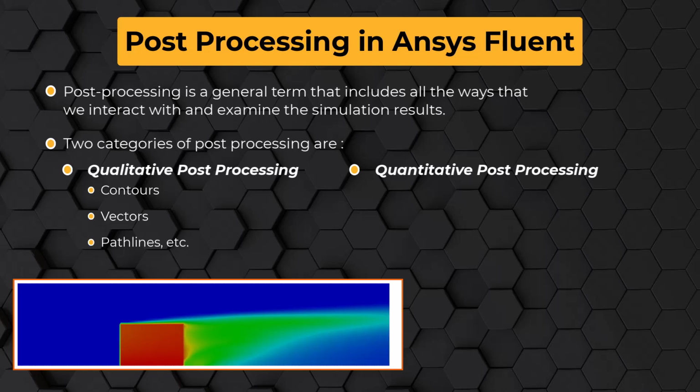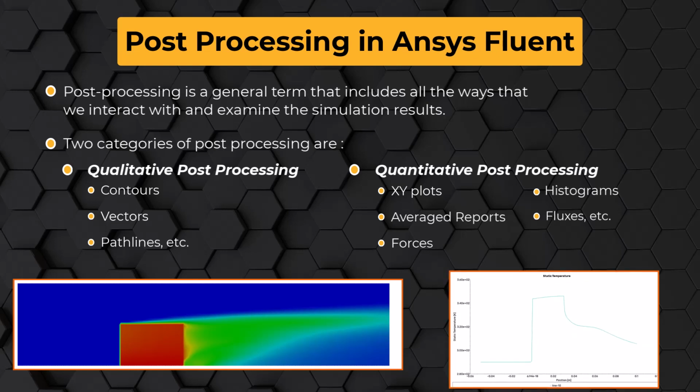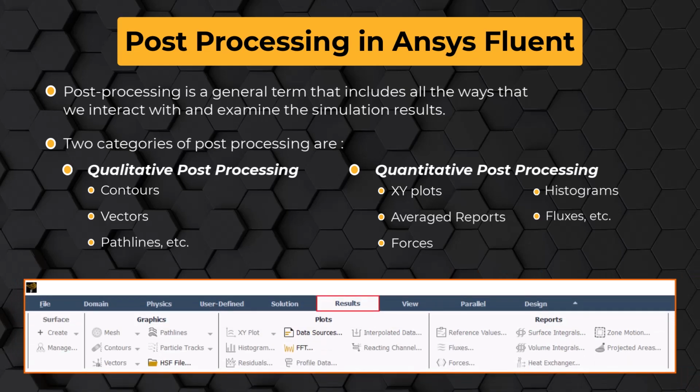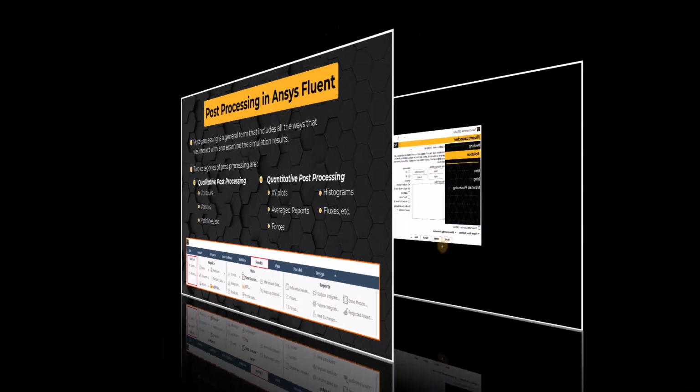Quantitative post-processing involves XY plots, histograms, averaged reports, forces, fluxes, etc., which can be used to get numerical data to identify trends, patterns, comparison with analytical, experimental, or other similar simulation results. All the necessary post-processing tools in Ansys Fluent are grouped under the Results tab. Let us now use an example case to familiarize ourselves with the layout of the Results tab and to understand the process of creating post-processing surfaces.